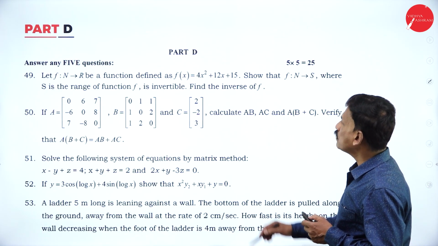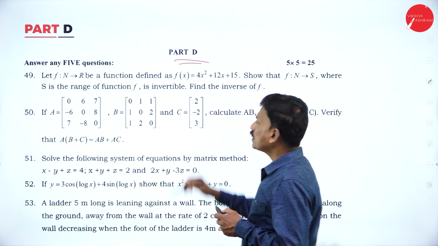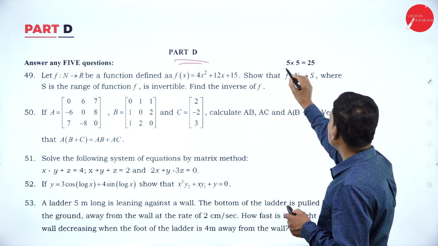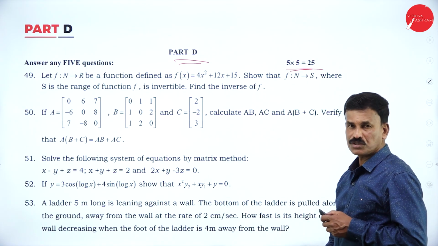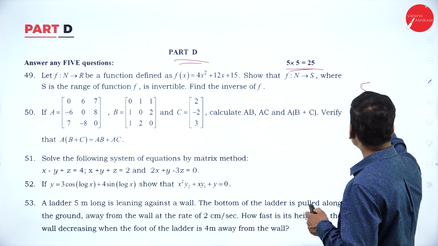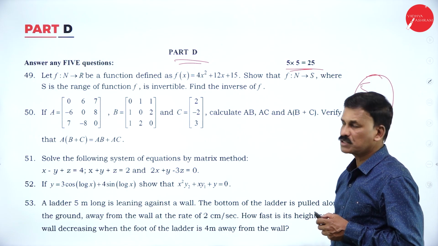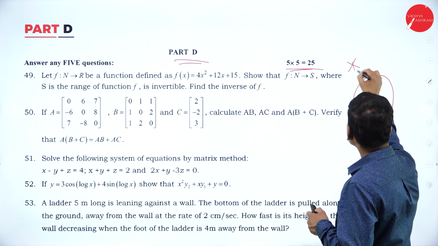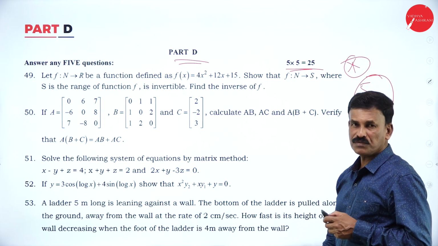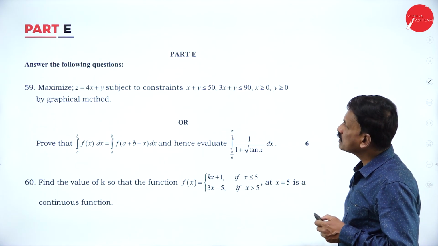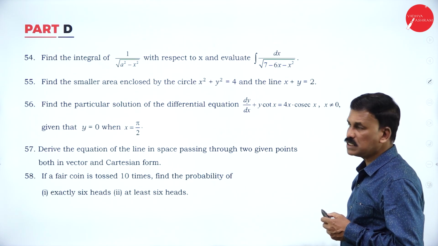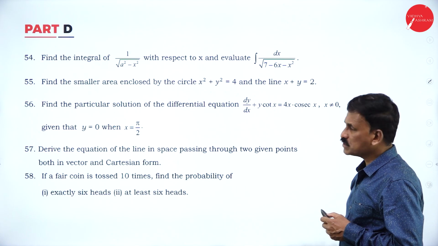Next, part D. In part D, there are 5 marker questions. You are going to answer any 5 questions out of 10 questions. This is very important, and this is the scoring part. 5 fives are 25. This is part D, 5 marks questions.